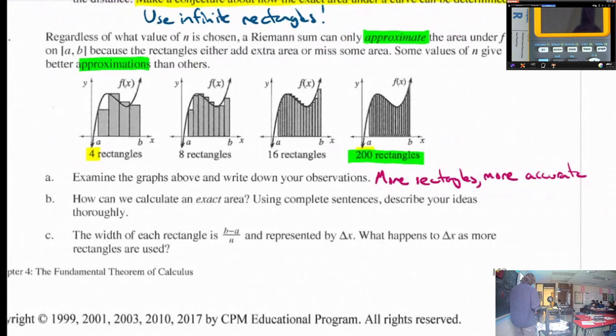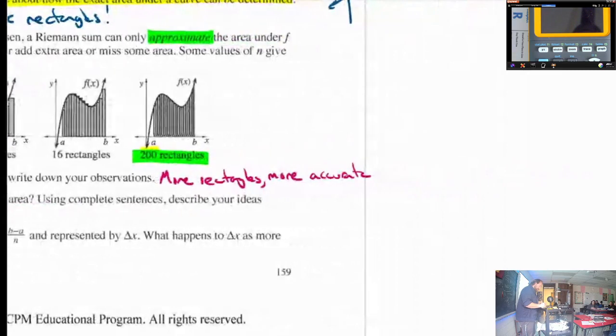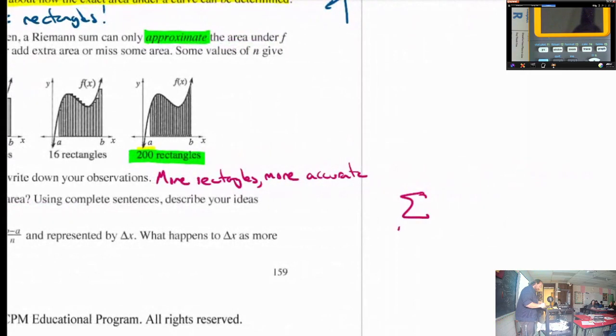But question B is going to come along and ask the question, how can we calculate the exact area? Well, what we're going to do is use our old friend from way back at the beginning of this class, the idea of a limit. We're going to take a Riemann sum with a number of rectangles, because think about this, the Riemann sum calculation has the variable n in it, i equals 0 to n minus 1, and you have this b minus a over n thing. What we're going to do is take our Riemann sum calculation.